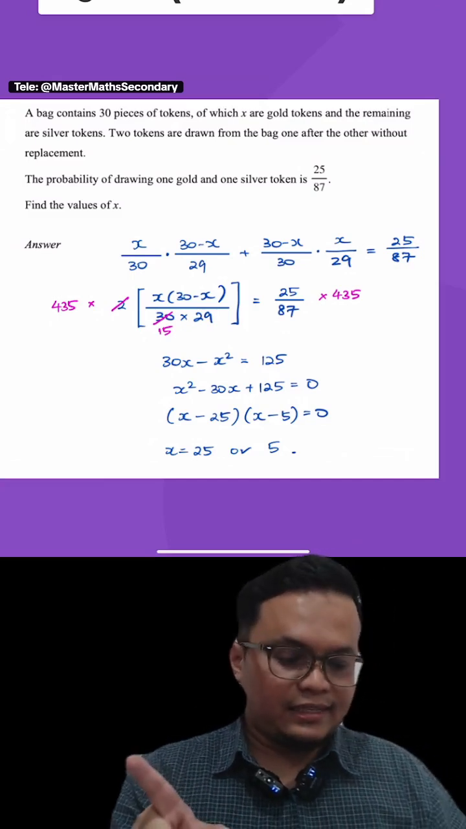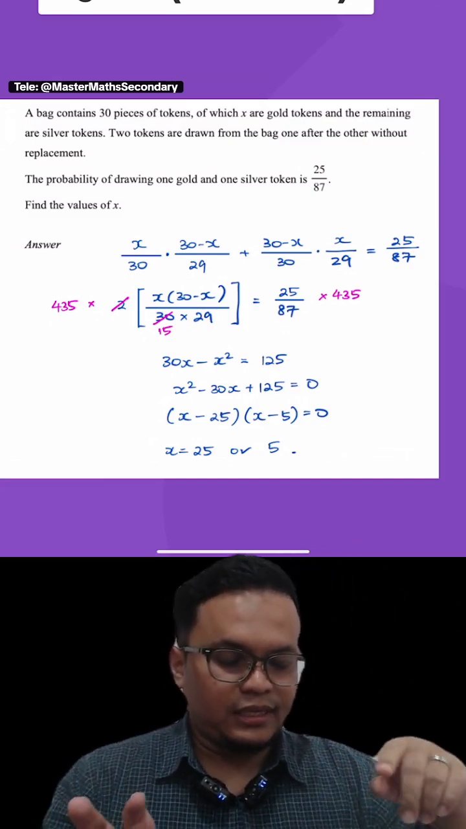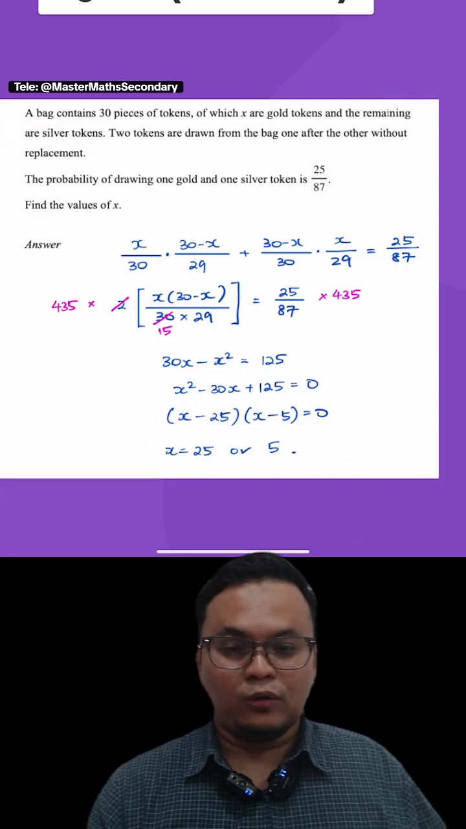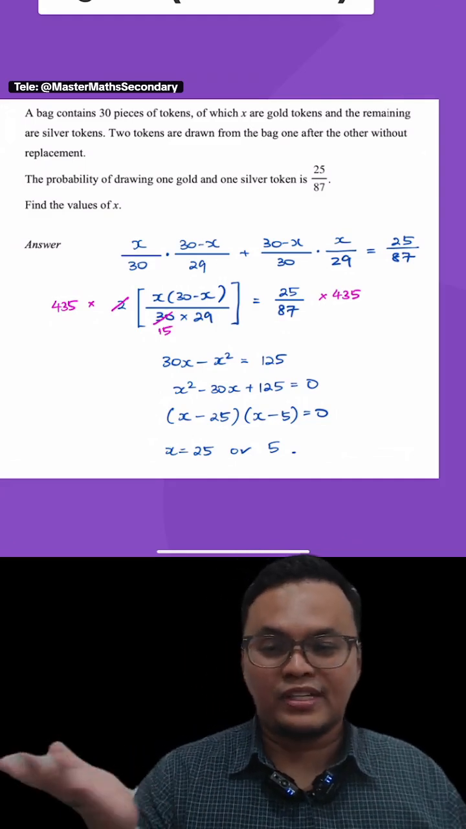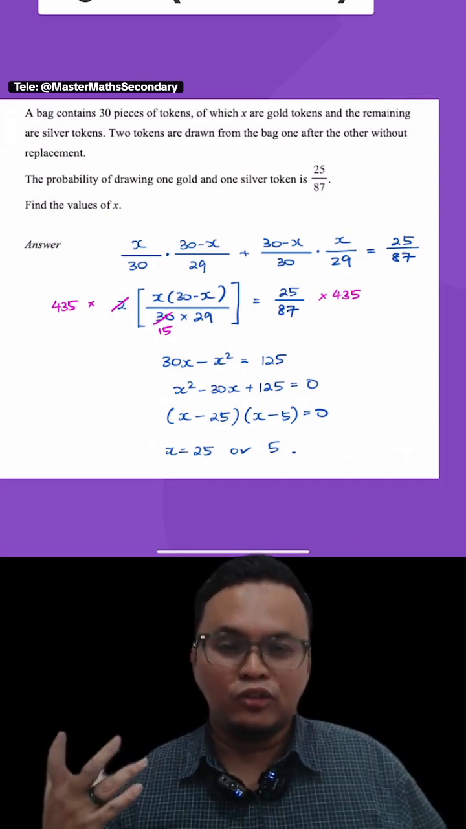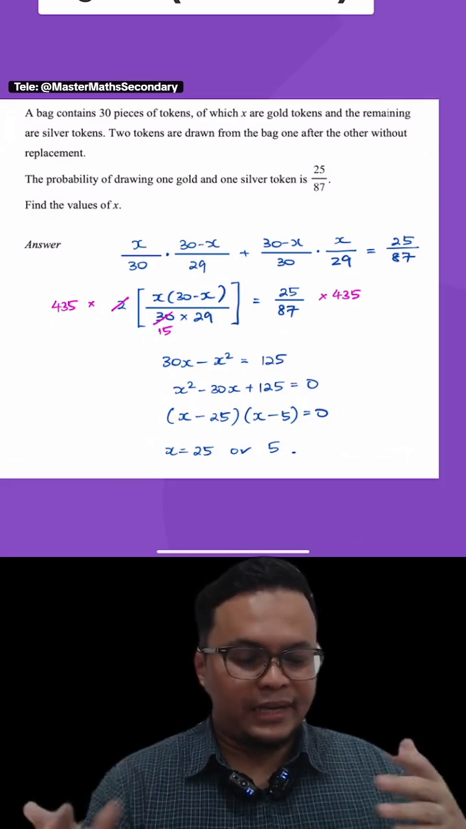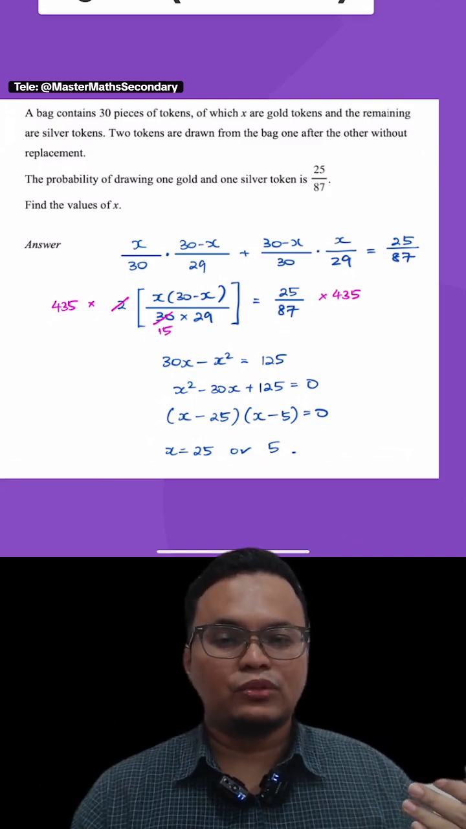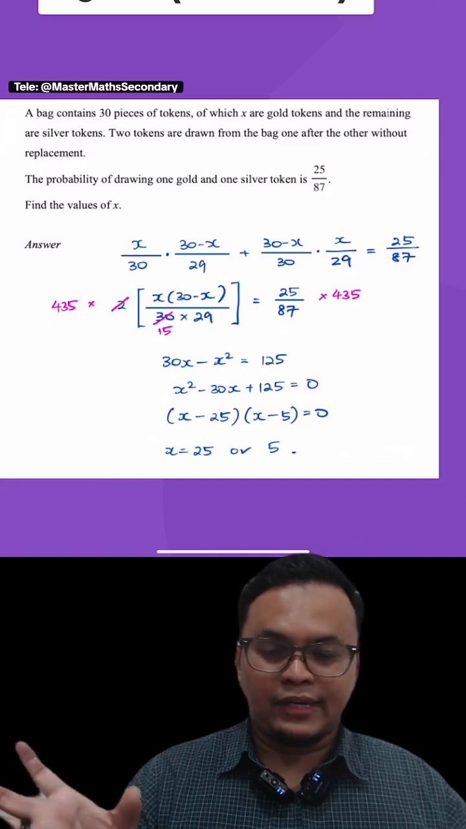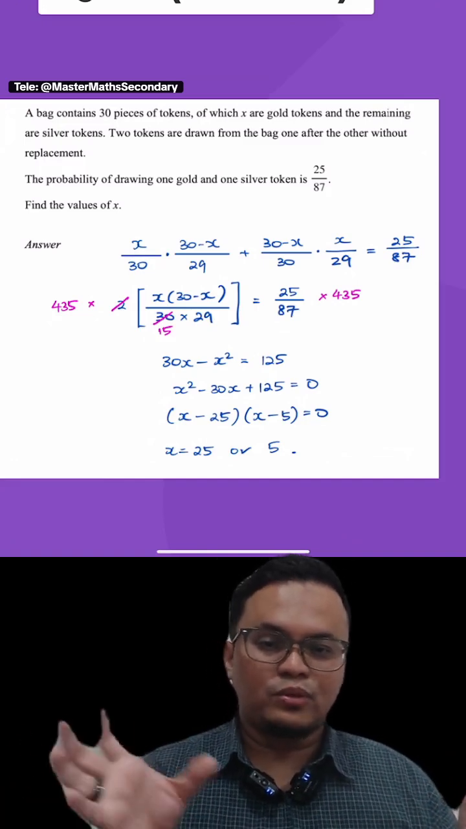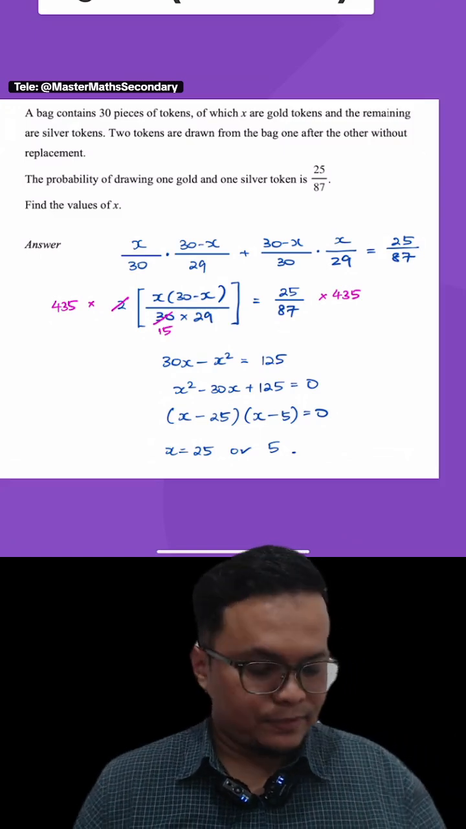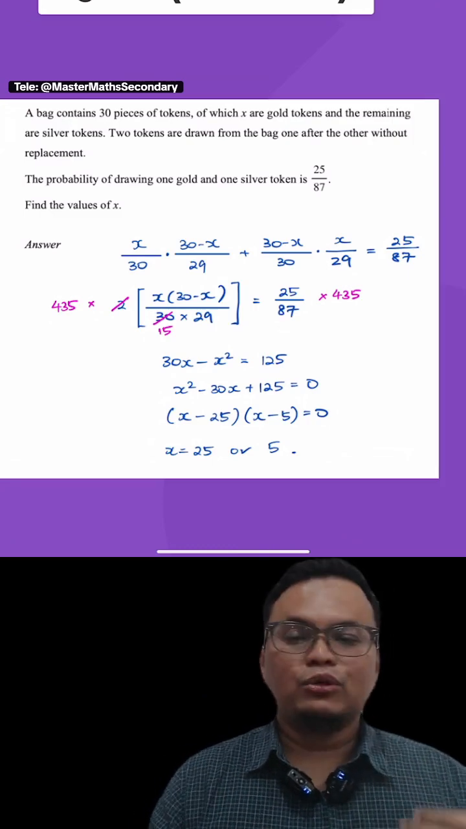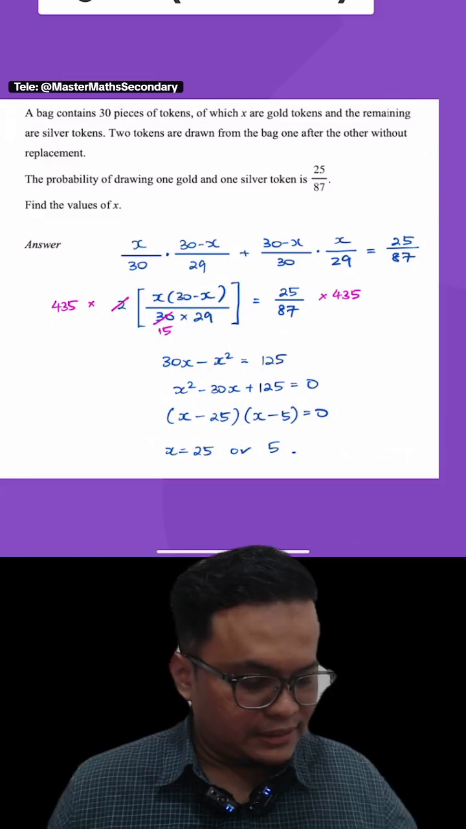Then the second set of fractions that you see is the case where you have 1 silver followed by 1 gold. Similar to the previous questions that we have done, these are not replaced. It's without replacement, so the total number will get affected. So from 30, if you observe the 2 denominators, 30 becomes 29, 30 becomes 29. So basically you have to solve this equation here. You'll end up getting a quadratic equation, as you can see there.